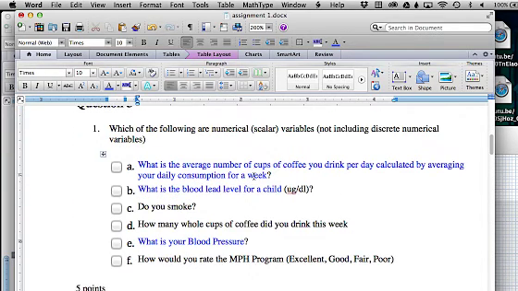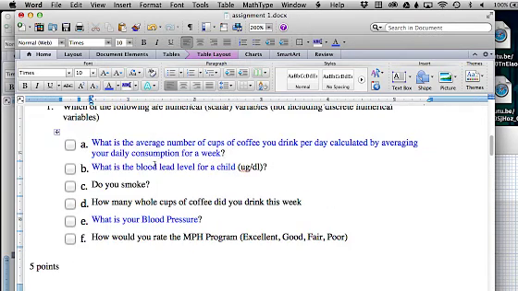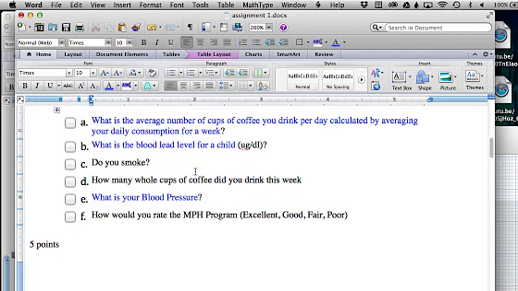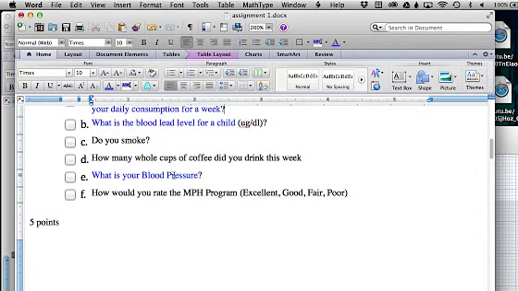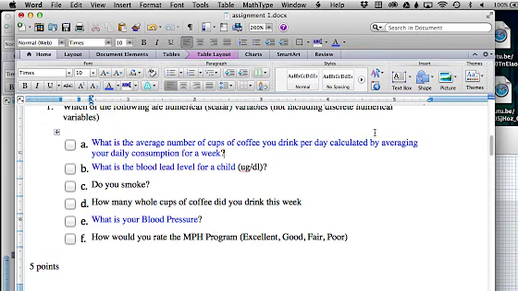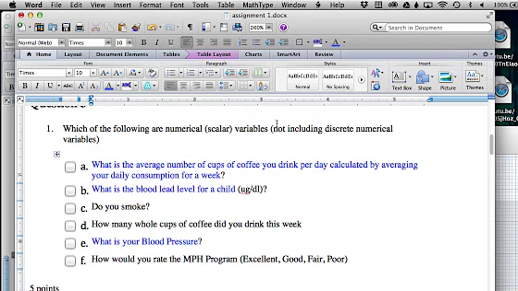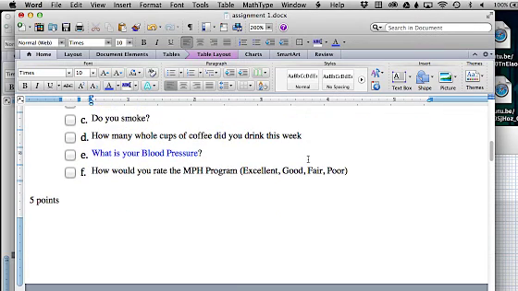And let's take a look next at numerical variables that are not discrete variables. The average number of coffees you drank, rather than the number of whole cups of coffee. The average could be 7, could be 2, could be 3.3, and so on and so forth. So that turns it into a numerical variable. Blood lead level for a child, so many micrograms per deciliter of blood. Okay, that's a numerical variable. Blood pressure, as we discussed, is a numerical variable. How many whole cups of coffee did you drink? It's a numerical variable, but we set up here that we were going to exclude discrete numerical variables, so we didn't include that one.